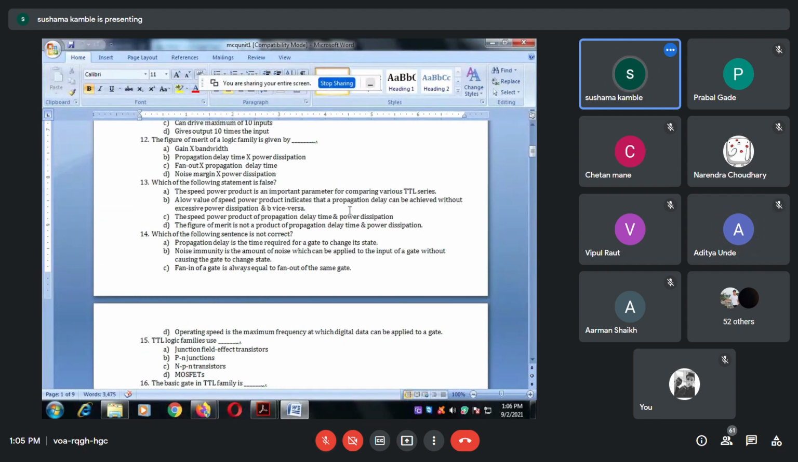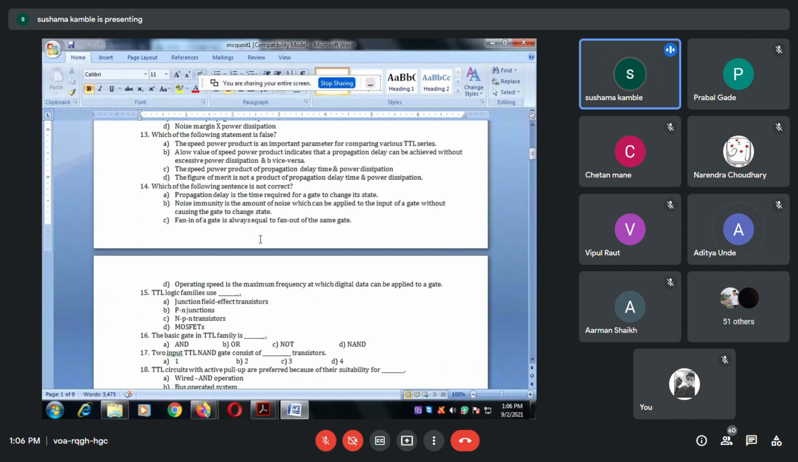The speed power product is an important parameter for comparing various TTL devices. A low value of speed power product indicates that a propagation delay can be achieved without excessive power dissipation and vice versa. ये कुछ प्रॉब्लम नहीं इससे. The speed power product is the product of propagation delay time and power dissipation. Okay, and the figure of merit is not a product of. Last one is the correct answer.